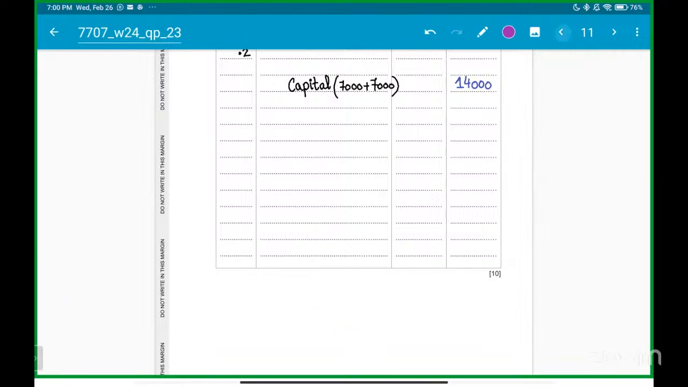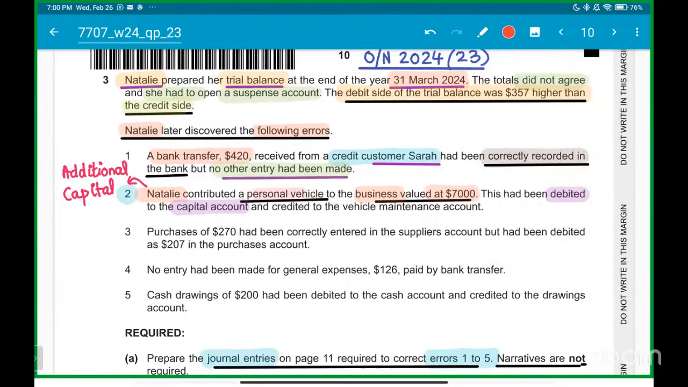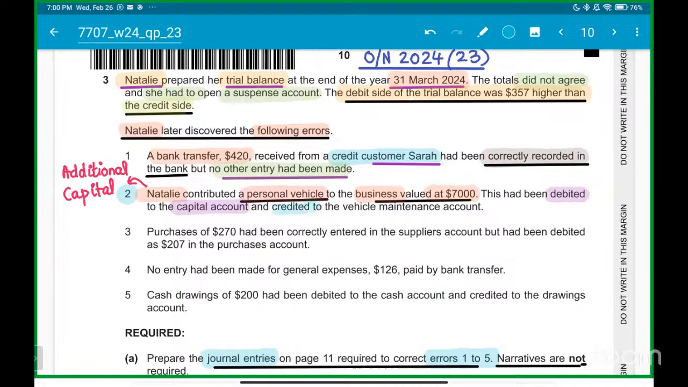Understood, getting it? And similarly, because it's the vehicle, the next part of the learning is that it's a personal vehicle. A vehicle is a non-current asset. Assets are always recorded on the debit side. So they haven't recorded in the asset account. They have credited the vehicle maintenance account, which is basically an expense, right? The vehicle maintenance account will be an expense, right, students? That is what we need to understand. Instead of recording an asset, they are recording an expense, and that also on the wrong side.